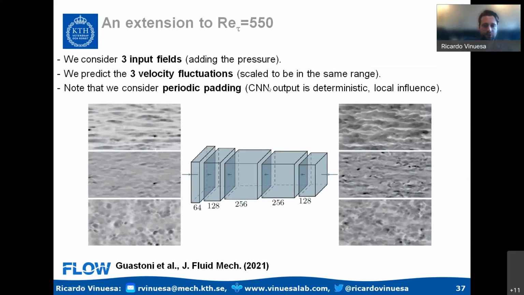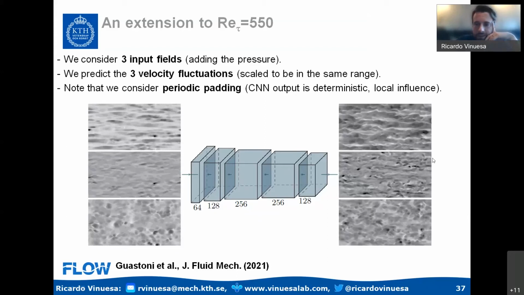So everything that I have shown so far is related to having two inputs and one output. What I'm going to do now is extend these results to a higher Reynolds number. A higher Reynolds number means that the conditions are more turbulent, so more challenging. And I'm going to have three inputs now. So at the wall, I'm going to measure the two wall shear stress components and the pressure. And at the output, I'm going to measure the three velocity fluctuation components: streamwise, wall-normal, and spanwise velocity fluctuations.